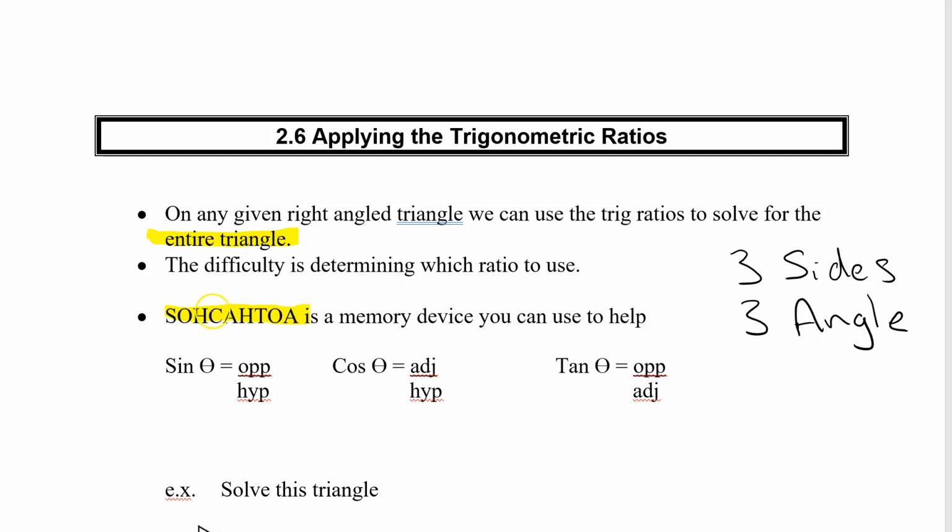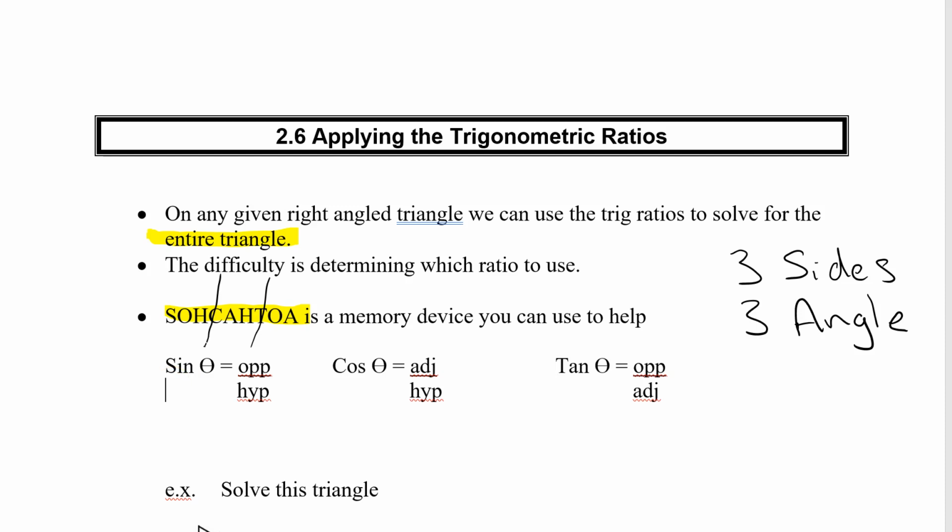The first three letters, SOH, well, that's sine is opposite over hypotenuse. Next three is the CAH. Cos is adjacent over hypotenuse. And the last part is TOA. Tan is opposite over adjacent. So if you write this down on your worksheet, the first thing, SOHCAHTOA, spell it right, then you've definitely got the starting of sine, cos, and tan.